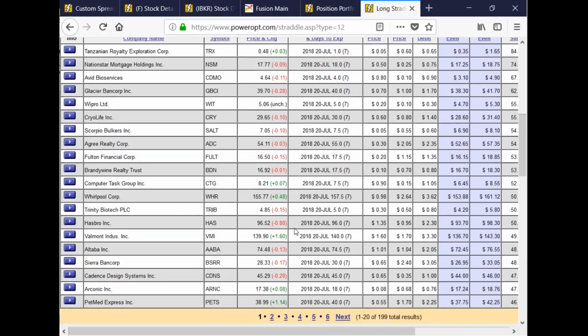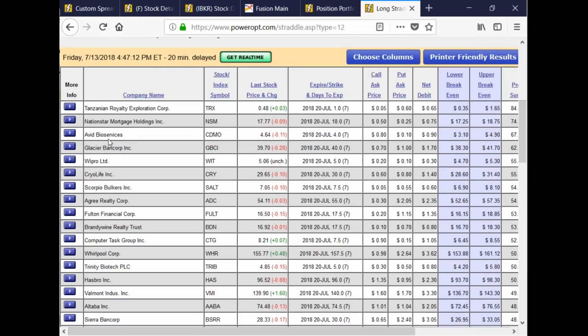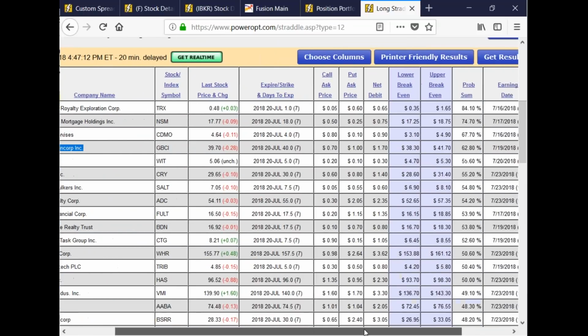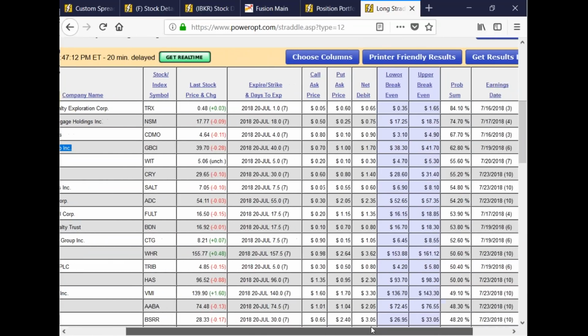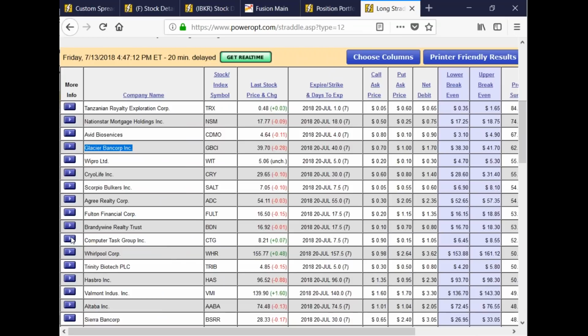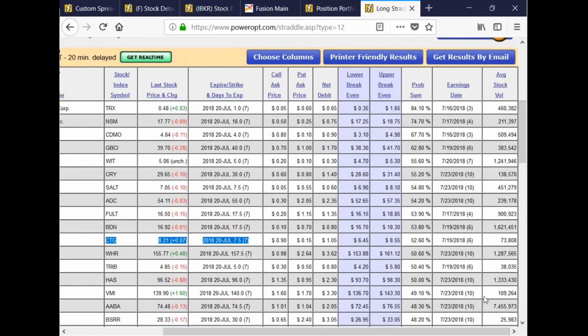Is this one of mine? No. Oh, weekly earnings. Okay. So what I'm looking for here is, oh, I could easily use Ford again, but that's probably not a good one. How about Whirlpool? Yeah, let's do Whirlpool or CTG. CTG, okay, Computer Task Group. It's an $8 stock. I could do a $7.50 straddle with earnings coming up on $7.19.